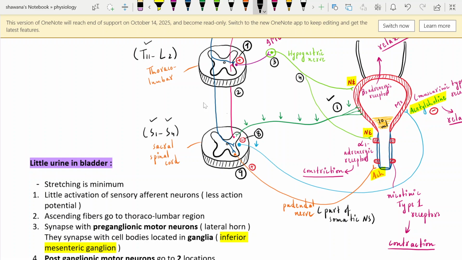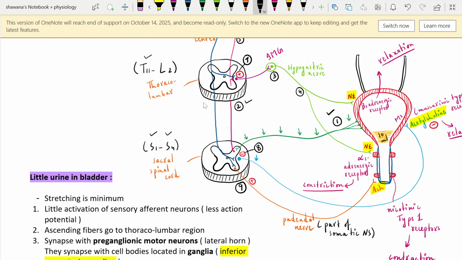As we're discussing, first, the stretch receptors are stimulated, but less so because the urine quantity is less, approximately 10 ml. Sensory afferent neurons will carry less action potential towards the sacral region of the spinal cord. Here it will synapse and the fibers will ascend. In the second labeling you can see the fibers ascend and go to the thoracolumbar region of the spinal cord. There they will synapse with the lateral horn.